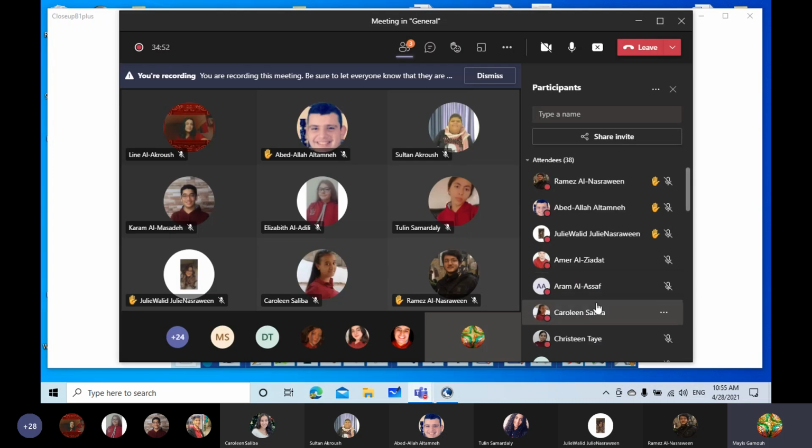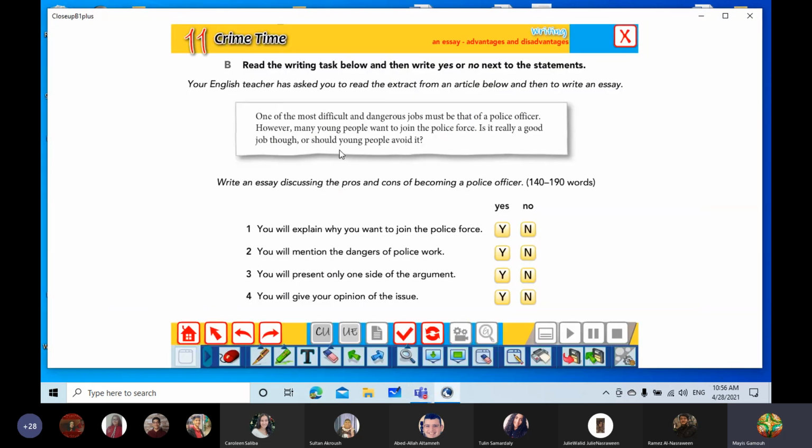We have Ramiz, Abed, Julie, Caroline. Let's go, Abed. Start reading, dear. Teacher, the paragraph? Yes. One of the most difficult and dangerous jobs must be that of a police officer. However, many young people want to join the police force. Is it really a good job, though, or should young people avoid it?